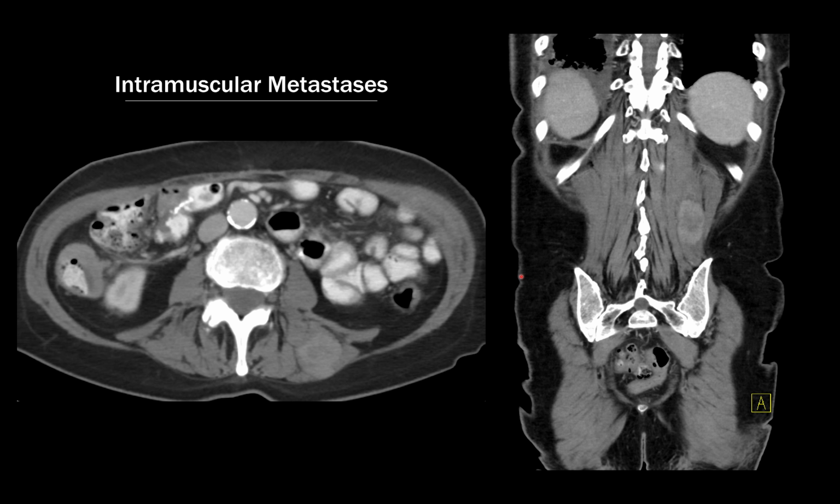Intramuscular metastases can also be challenging. If you were going fast through this study, you might easily miss this left paraspinal metastasis. And that's why I recommend using the coronal images to look at the subcutaneous soft tissues and the muscles. You can see that this lesion stands out a lot better on the coronal images compared to the axials.